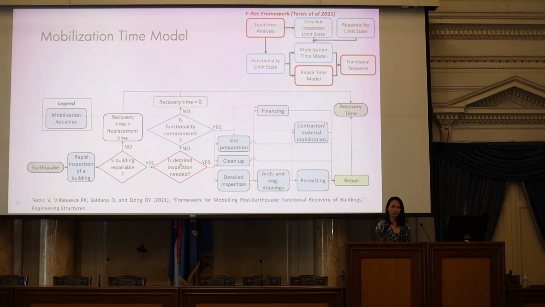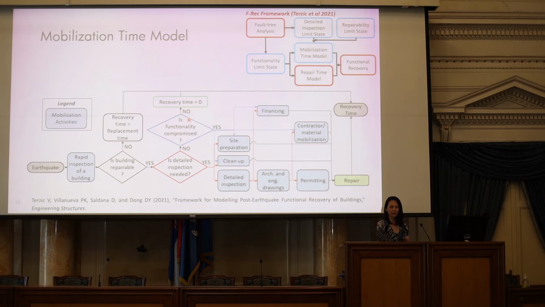The next question we ask: okay, the building is repairable, do we need detailed inspection or not? If we see that the building is damaged to a level where it needs detailed inspection, then we are going to activate all of these blue blocks or activities to get ready for the repair. If the detailed inspection is not needed, it becomes a little bit simpler. We ask, is functionality compromised? Because if functionality is not compromised, recovery time is 0, that's the end of the story, we are good, right?